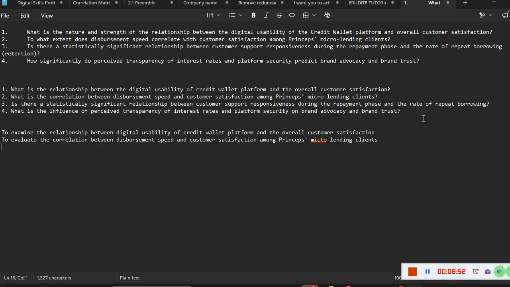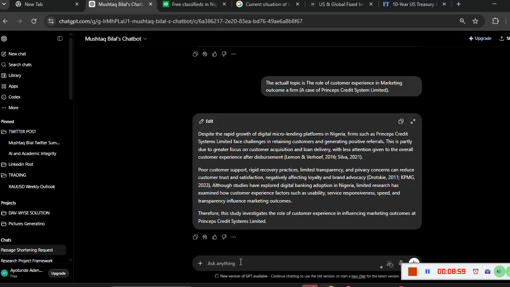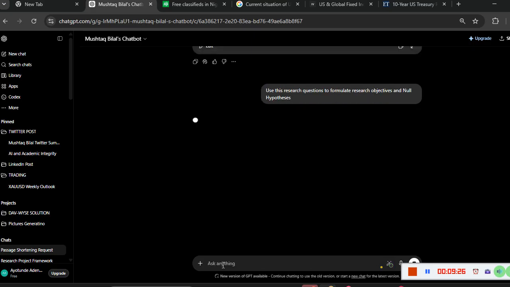And of course, I can even use ChatGPT to formulate my research question. I'll just do this and tell ChatGPT to use this research question. So now this is me doing lazy work to formulate research objectives and hypotheses.